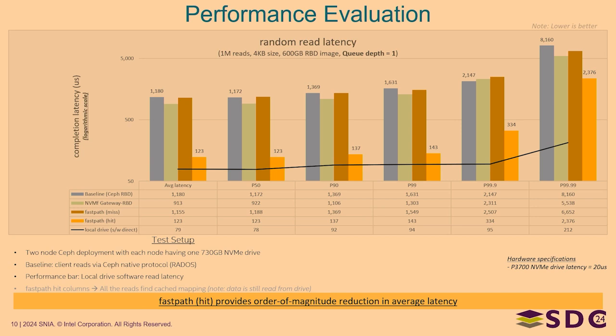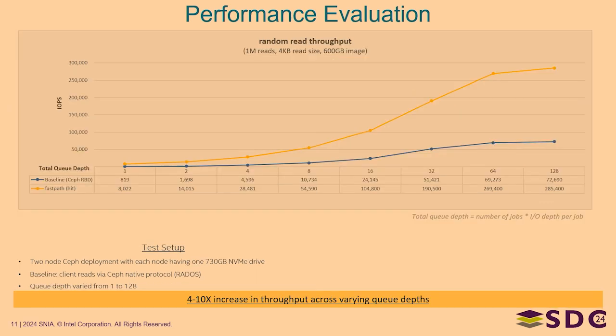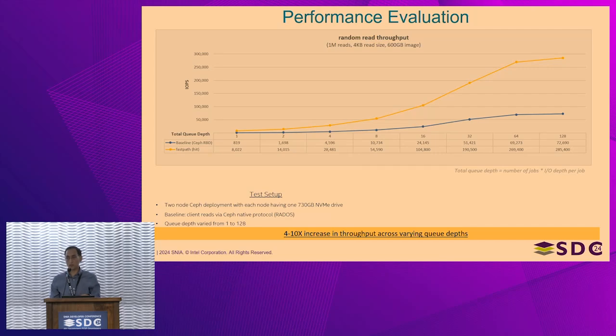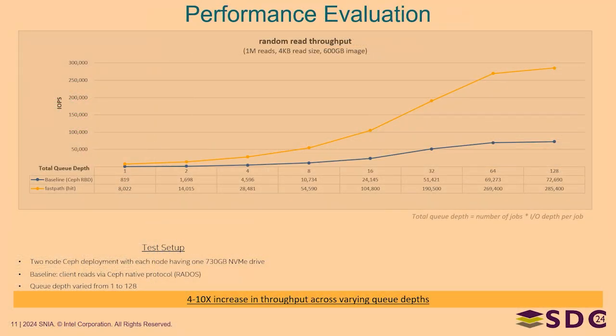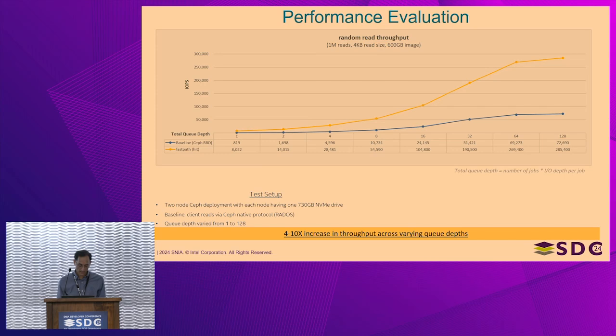And in our POC, we are getting an order of magnitude reduction in latency. So that previous one was for queue depth 1. This one is showing throughput, where we vary the queue depths from 1 to 128. For simplicity, we just show the baseline and the fast path hits. And you can see a similar trend here. It's a 4 to 10x increase in throughput across the varying queue depths. So even as you increase the load, we're seeing good performance speedups here.